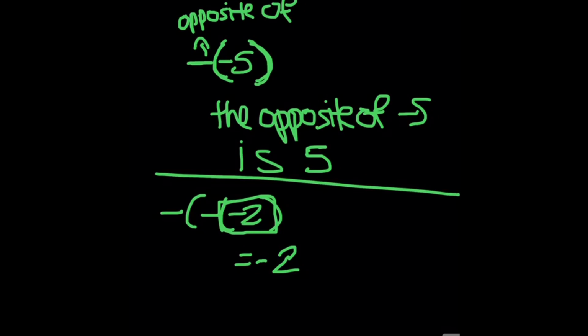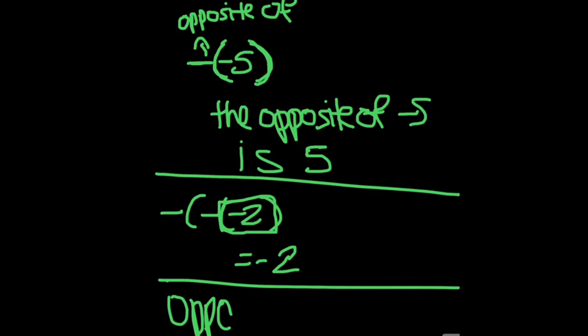Let's do one more example. Last one, let's just do the opposite of -10. So it's the opposite of -10, and that equals 10. This is just a very quick review to get comfortable with negatives and the opposite of the opposite of the opposite.